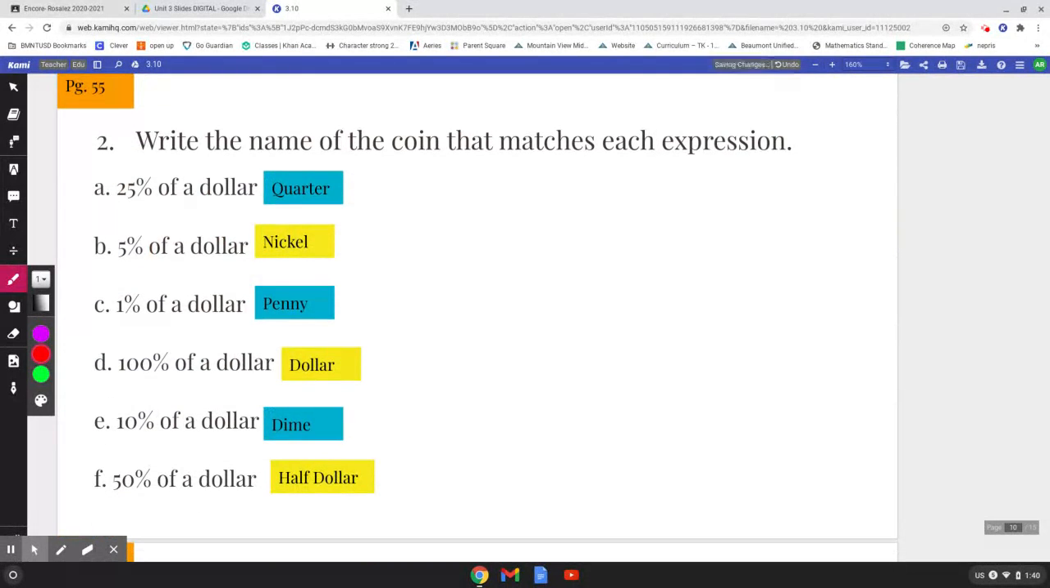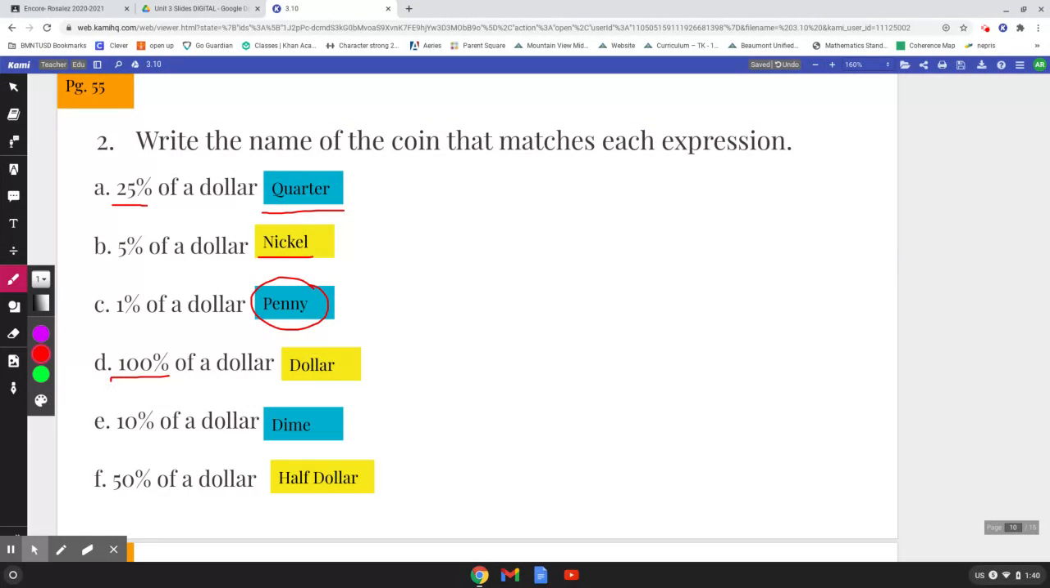All right, so now we're going to write the name of the coin that matches the expression. If you need to use what's above, you can, but most of you know this. A quarter is 25% of a dollar, so you're writing quarter. B says 5% of a dollar. That's a nickel. It's 5 cents. 1% of a dollar, that's a penny.